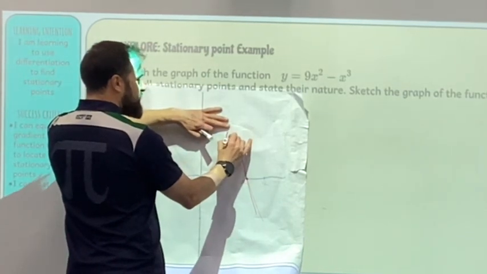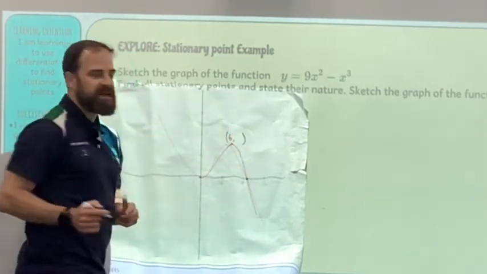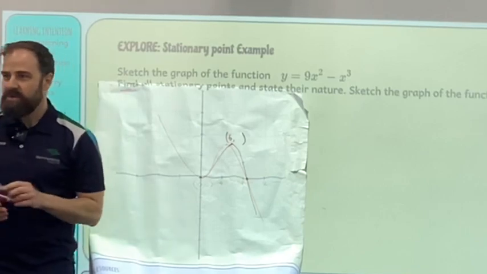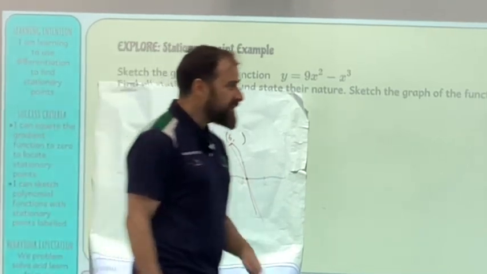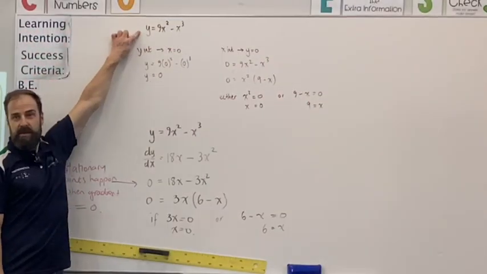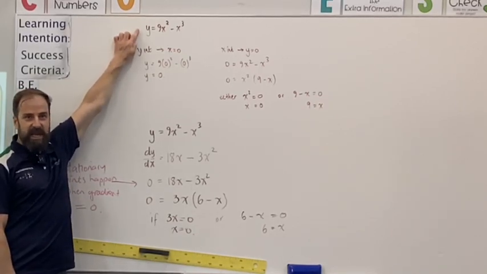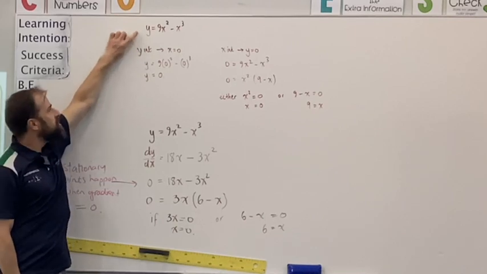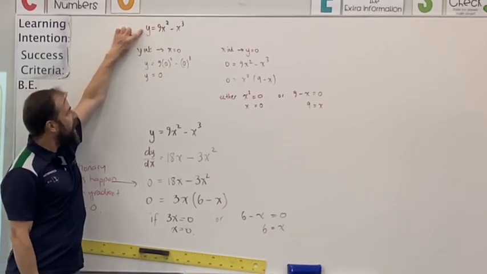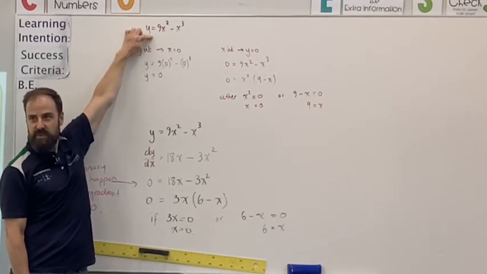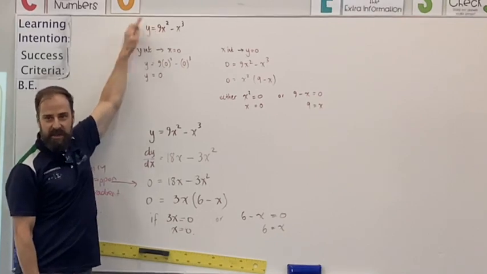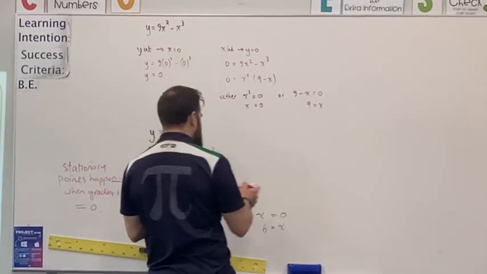So I've found out that the x value is 6. I now have to find the y value. How do I find the y value when I know what x is? Substitute it into this rule. I'm going to substitute into this rule because this tells me what y is equal to. That's literally what the rule says. Y is equal to this. Okay, find the y value.